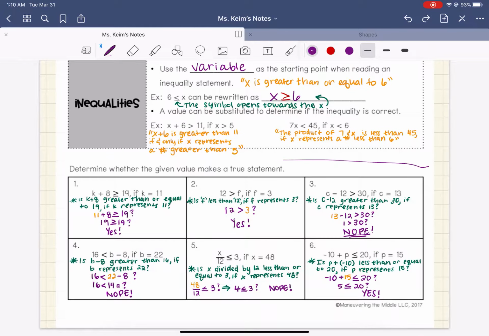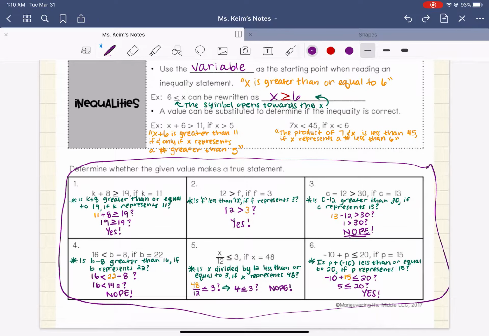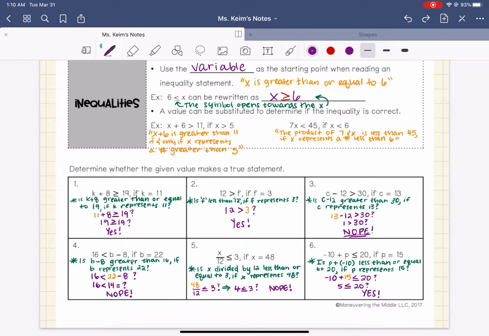Now, this box here is important. It's giving you values for k, and it's saying, does this make my statement true? If I replace k with 11, does that create a true statement or not?